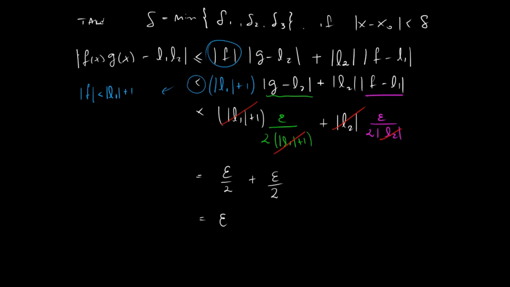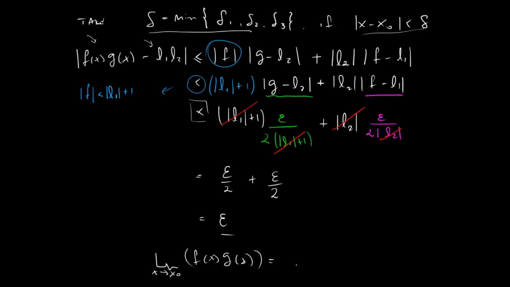So given any epsilon, we were able to find this delta such that if the absolute value of x minus x0 was smaller than this delta, that thing we wanted to prove the limit for, that is the product of our functions minus the limit, is smaller than epsilon, and that is that the limit when x tends to x0 of f of x times g of x is the product of the limits.